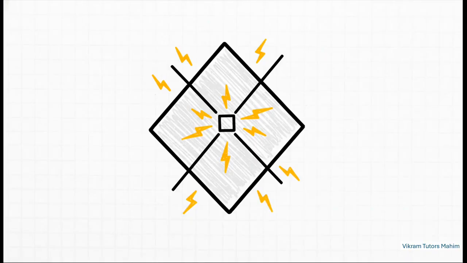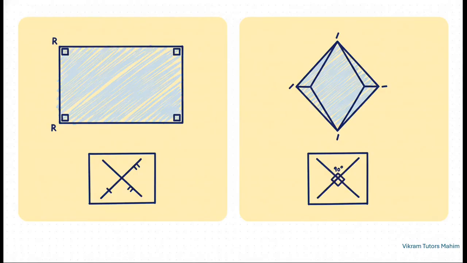And you guessed it, this rule gives the rhombus its own unique diagonal superpower. A rhombus's diagonals aren't always equal in length like a rectangle's. Instead, they have a different party trick. They always cross each other at a perfect 90-degree angle. They're perpendicular. So let's put these 2 siblings side by side.